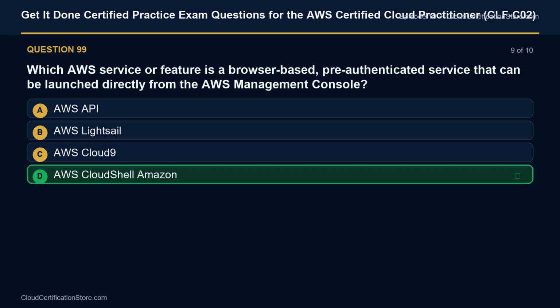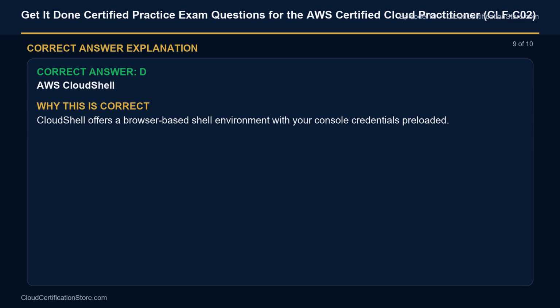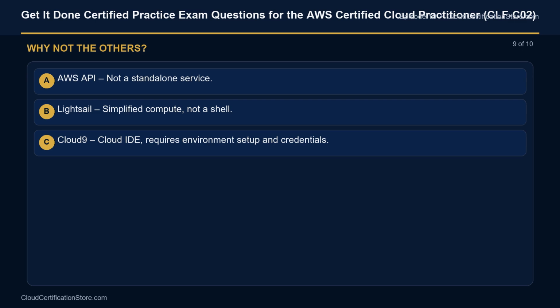The correct answer is D, AWS CloudShell. Explanation: CloudShell offers a browser-based shell environment with your console credentials preloaded. Why not option A? AWS API is not a standalone service. Why not option B? Lightsail is simplified compute, not a shell. Why not option C? Cloud9 is a cloud IDE that requires environment setup and credentials.